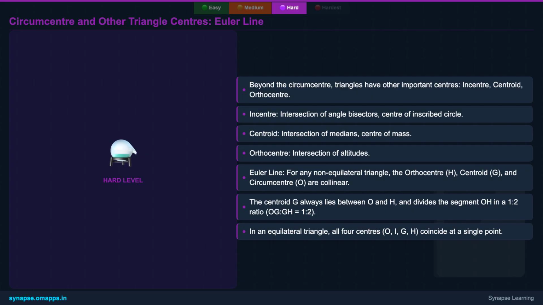What's truly fascinating is the Euler line. For any triangle that isn't equilateral, the orthocenter, centroid, and circumcenter are all collinear, meaning they lie on a single straight line. The centroid G always sits between the circumcenter O and the orthocenter H, dividing the segment OH in a 1:2 ratio. Only in an equilateral triangle do all 4 centers perfectly coincide at one point.